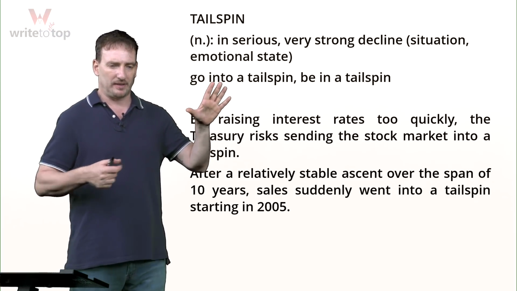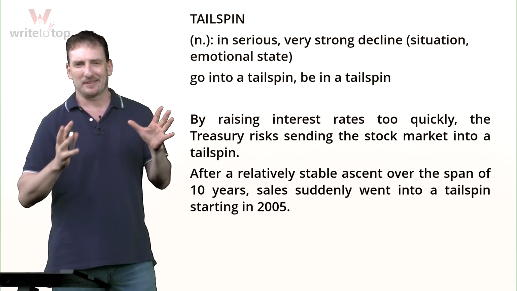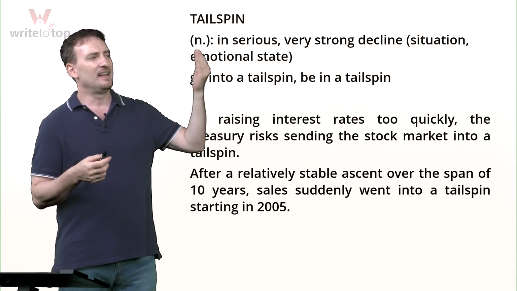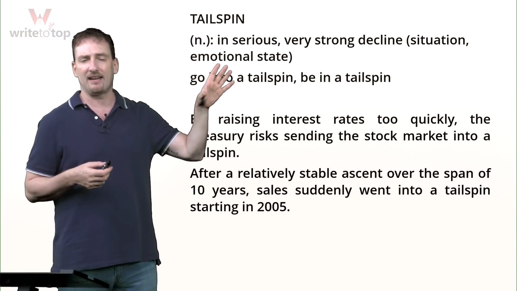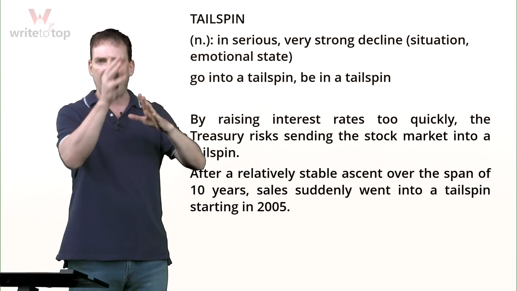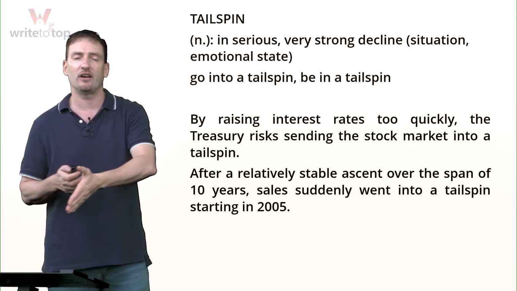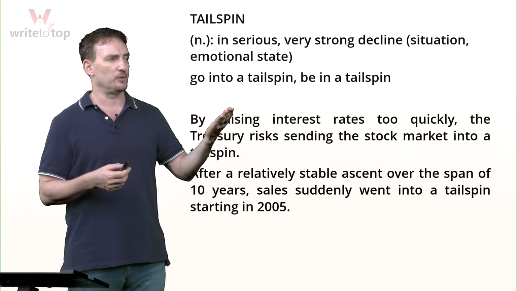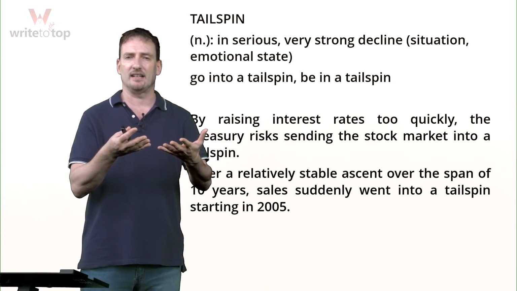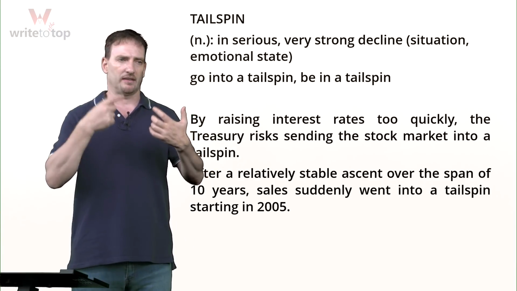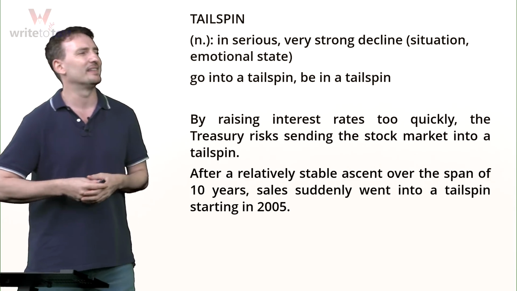Tailspin. So tail, like a puppy has a tail, and spin, right? I don't know how these two words came together, but essentially what they mean is a very serious drop. Now you can use this in IELTS Task 1 when you're talking about a graph or a pie chart and you see a number falling very quickly and continuing to fall. But you can also use it in other situations. A very strong decline, especially somebody who has a mental decline. Like, the president went into a mental tailspin, means he just lost control of his mind a little bit.